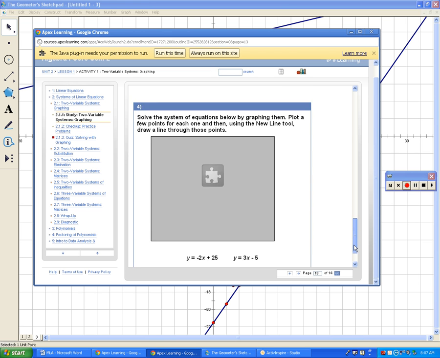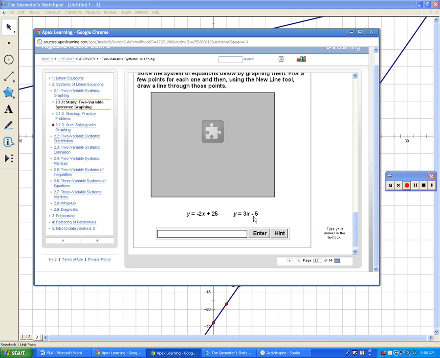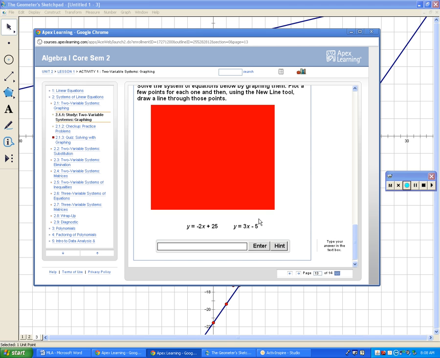Okay? And then there's another one here. Same deal, you would just graph these two lines. This number right here tells where they cross the y-axis. This number right here tells you what the slope is. So you would start graphing this one by putting a dot at 25 on the y-axis, and then from there going down 2 over 1, down 2 over 1. This one right here, you start by putting a dot at negative 5 on the y-axis, and then from there you go up 3 over 1, and so forth.